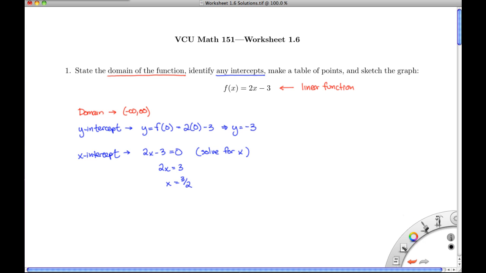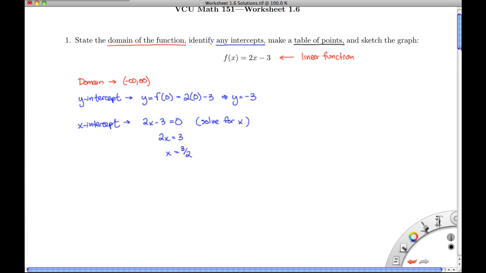We were also asked to put together a table of points. The table of points is helpful if we are trying to understand what the curve looks like. The nice thing here is that we know this is a line, so we really only need a few points to get a good idea of what this is going to look like.